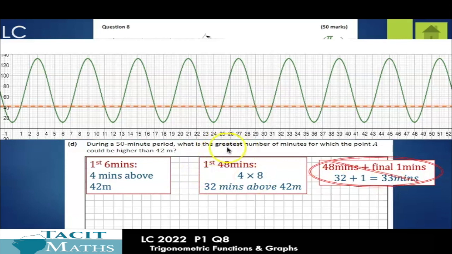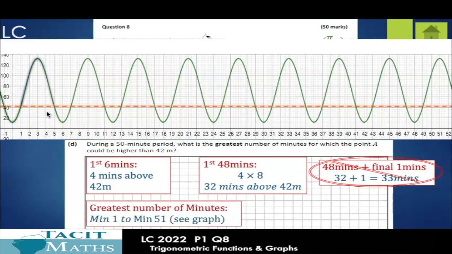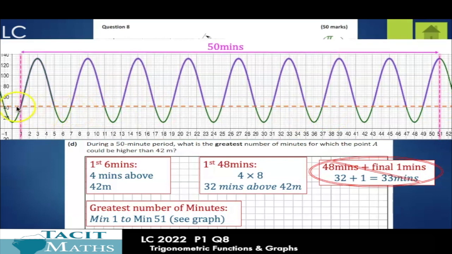But the trick is that it's what's the greatest. It didn't say for the first 50 minutes. It's in any 50-minute period. Okay, so just look carefully at this. So if we picked this 50 minutes, from the first minute to the 51st minute, okay, that's 50 minutes, right? And that's what they were looking for. It's above 42 meters for these 8 periods, which is what we spoke about already. So that's your 32 minutes, but it's actually above it for an extra 2 minutes after that. So the correct answer is actually 34 minutes, 32 plus 2.